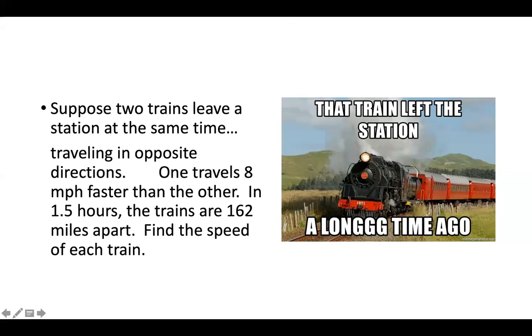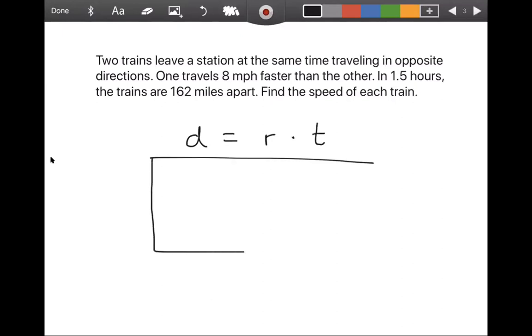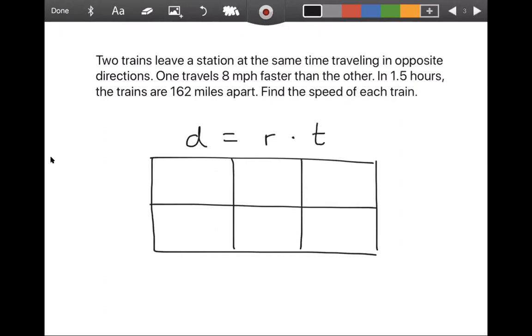All right, so going back to the tablet. All right, here we go. So again, this is a distance problem. So we're going to use the formula distance equals rate times time. All right, and this time the two parts of the trip are the slow train and the fast train.